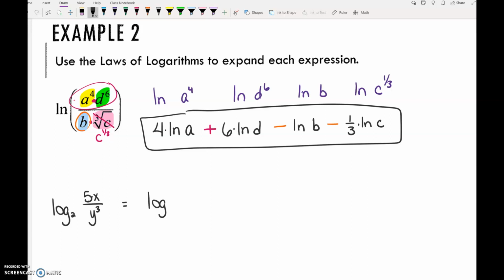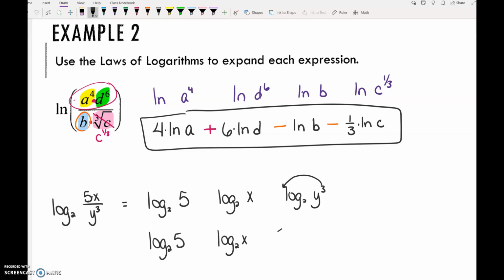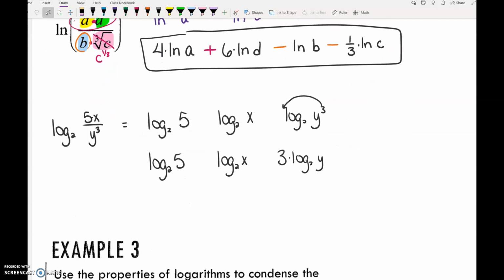So if I were you, I would pause and try this one on your own. We've got the log base 2 of 5. We've got the log base 2 of x. We've got the log base 2 of y to the 3rd. The exponent of 3 needs to move in front. So I've got the log base 2 of 5, the log base 2 of x, and 3 times the log base 2 of y. Now for my symbols.